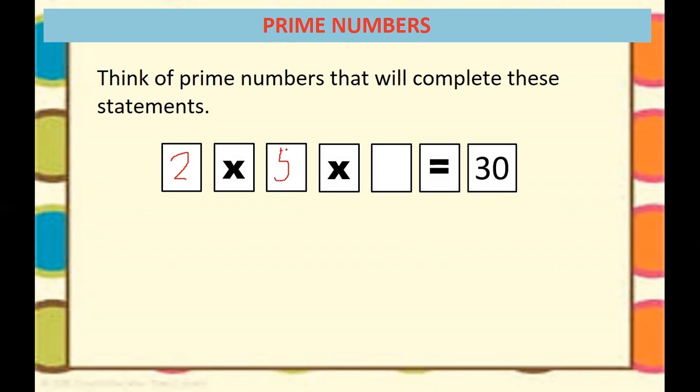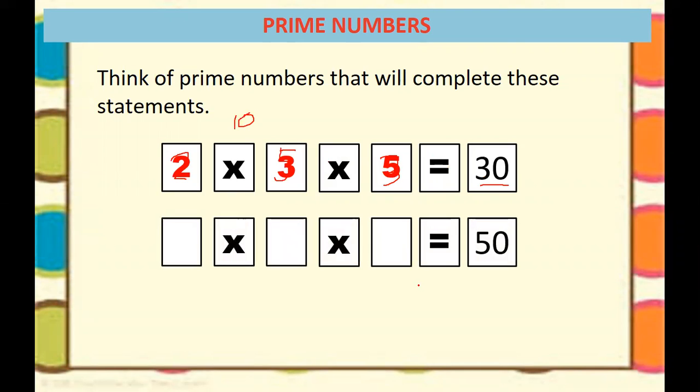So what will this be now? 2 times 5 is 10. What should I multiply with 10 to give me 30? Very good. So now see, 2 is a prime number, 5 is a prime number, and 3 is a prime number. So the prime numbers that will complete the statement, where the product is 30, are 2, 5, and 3. Okay?